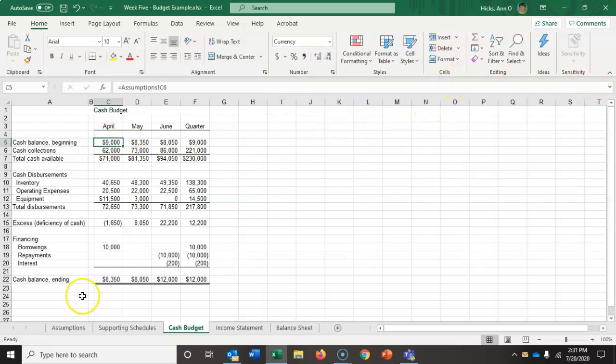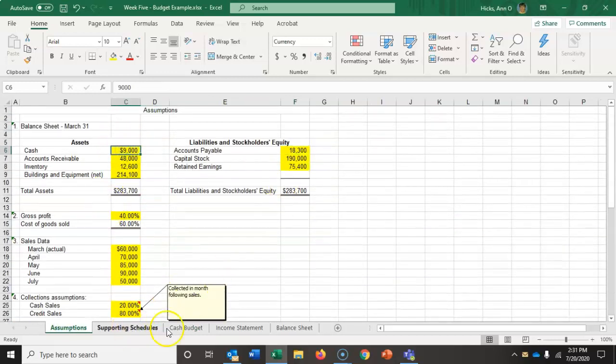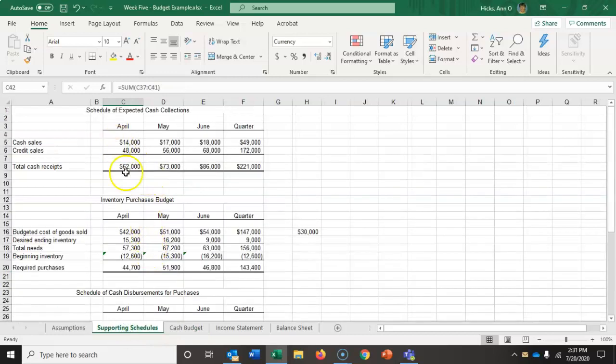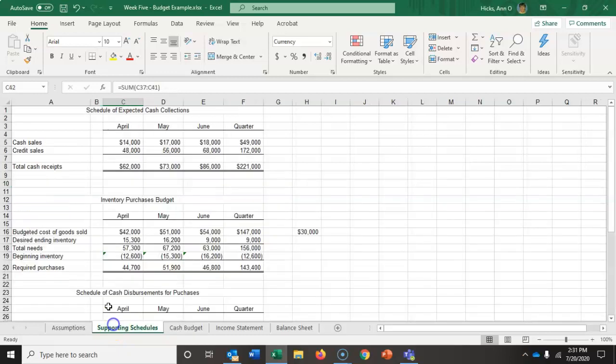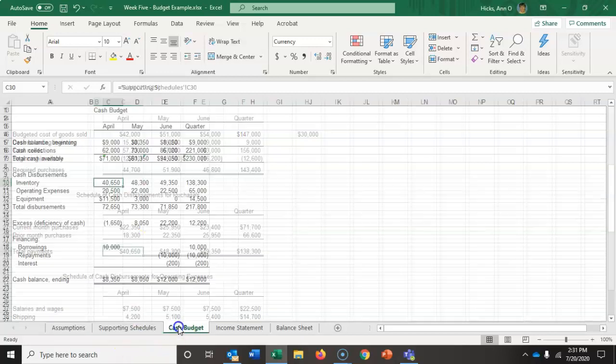So for April, we're going to start with beginning cash, which we get straight off our balance sheet at March 31. Then we'll add our cash collections, which comes straight from our supporting schedules, the cash collection schedule. That gives us total cash available of $71,000. Then we need to offset against that our cash disbursements. For inventory, that comes from our supporting schedule. Make sure you pick up the right number. This is our cash budget, so we want the cash disbursement, not the purchases. So it'll be the $40,650.